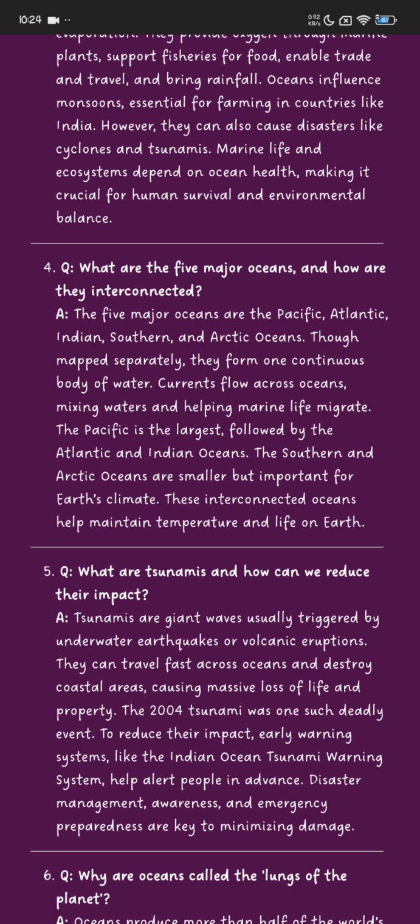The Pacific is the largest, followed by the Atlantic and Indian Oceans. The Southern and Arctic Oceans are smaller but important for the Earth's climate. These interconnected oceans help maintain temperature and life on Earth.